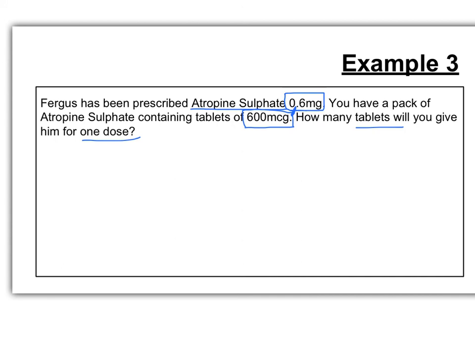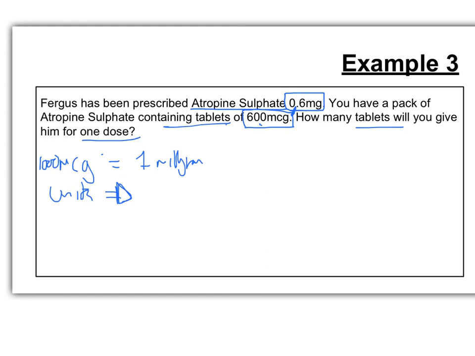The first thing to work out is that 1,000 micrograms equals 1 milligram. So a microgram is much, much smaller than a milligram. Next, I've got to get them in the same units. If I can get them in the same unit, I can do the comparison. So let's convert the tablets, which is the easiest way.